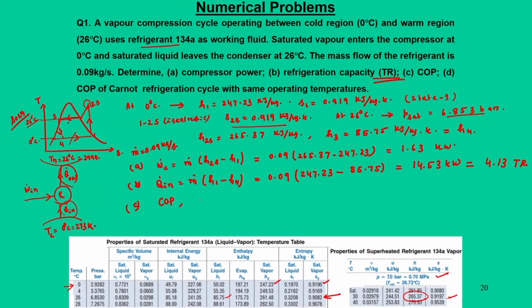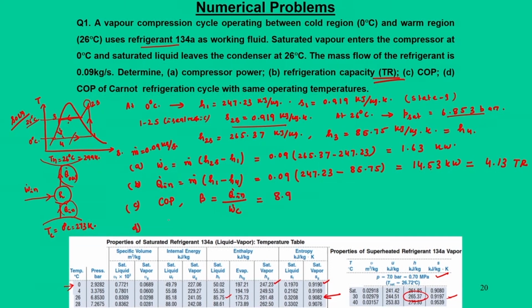Third is COP, that is beta, Q dot in by W dot C. This number will be 14.53 by 1.63, it is 8.9.